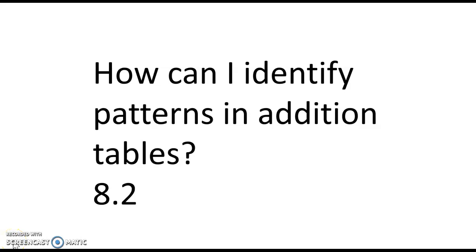Here's your lesson essential question for today. Remember, a lesson essential question is a learning goal for your lesson. How can I identify patterns in addition tables? So today, you're going to be identifying patterns in addition tables. This is very challenging, so try to stick with me.